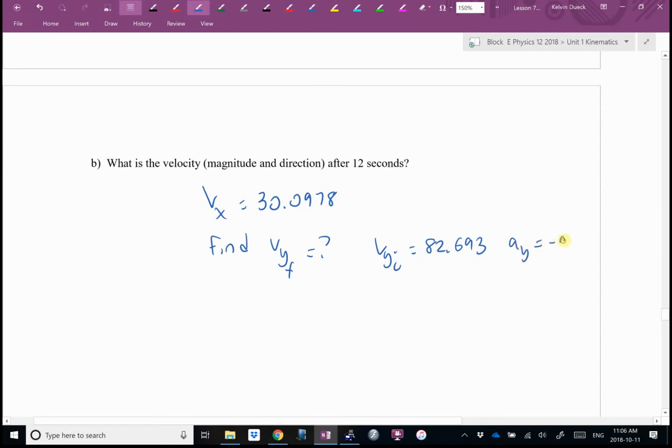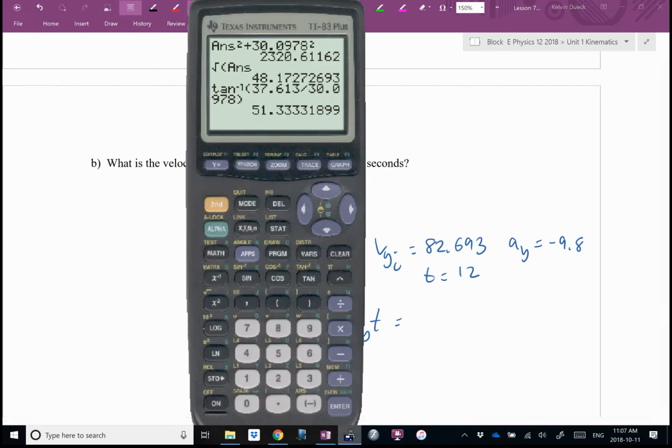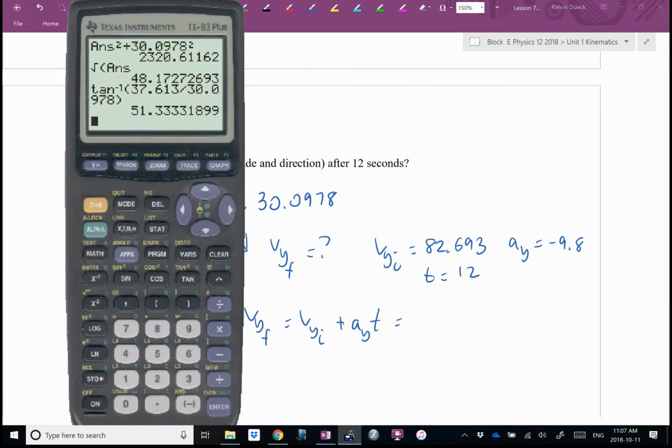AY is negative 9.8. And in this case, time is 12 seconds. It's going to be the same equation as before: VF equals VI plus AT. I have a feeling I cooked this so that we'll get a negative answer. 82.693 plus negative 9.8 times 12. Yep, we're on the way down. Negative 34.907, sorry.